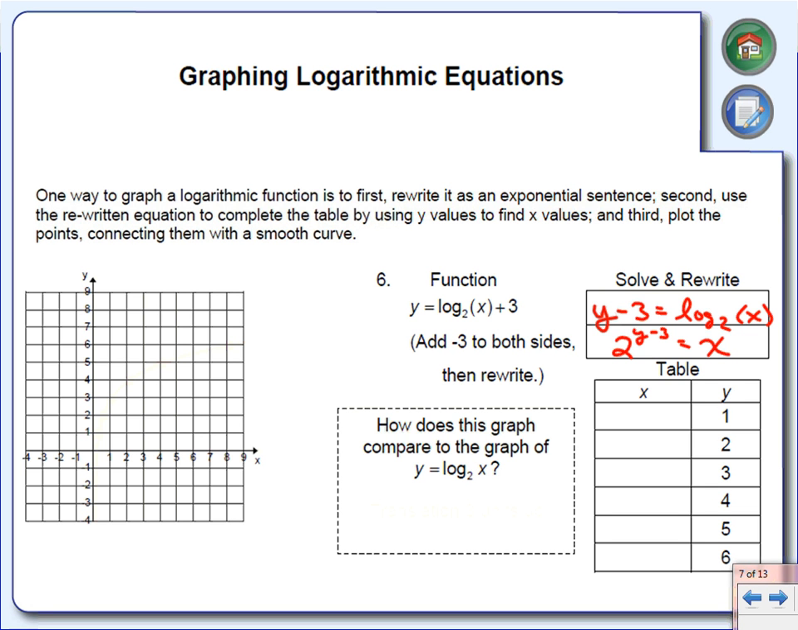So now I can go ahead and fill out the table, get the graph, and see how it compares. By the way, notice that plus 3 is on the outside. What do you think is going to happen to the parent function? What does the plus 3 do to the graph? Move it up, how many? 3 units. So let's see if that happens. Go ahead and fill out the table for me. Give me the graph, and let's see if the graph moves up 3 units.